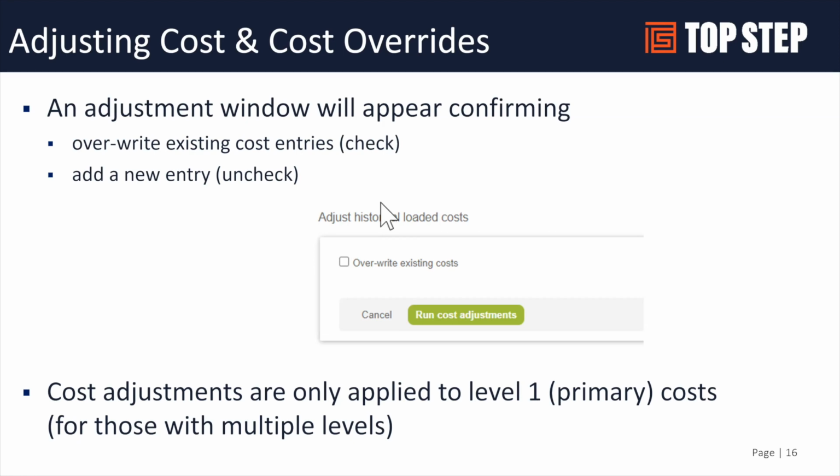And one other thing to note, the only cost you can adjust in this manner is the level 1 or primary cost. So levels 2 and 3 are not able to be adjusted. So think about that as you're thinking about how your costing strategy should be.